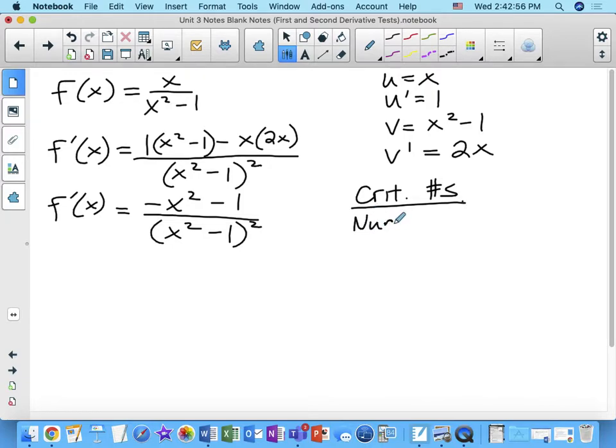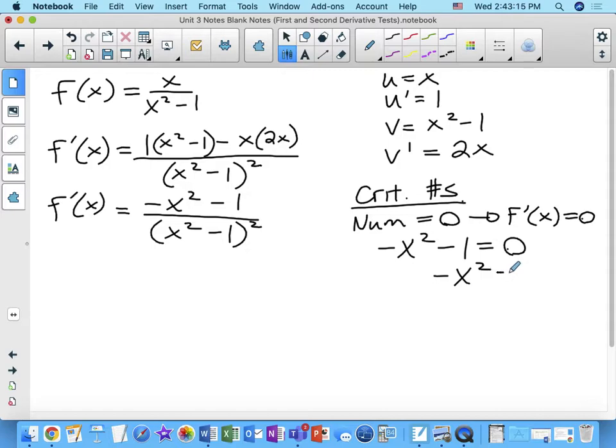if the numerator, f prime of x equals 0. Okay, so if we try and look at that, negative x squared minus 1 equals 0, we try and solve that, we're going to get negative x squared equals 1, or x squared equals negative 1. When does that happen? Right, not very often. Good answer, I like that.